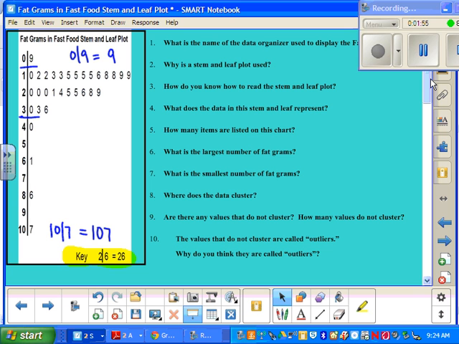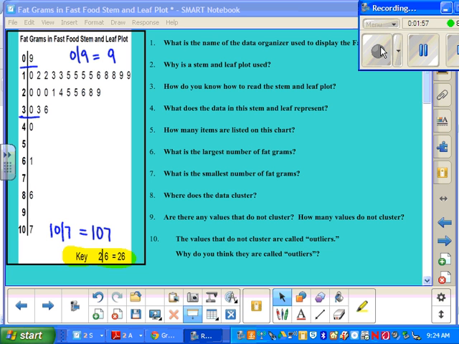On number 6. Guys, just remember that you only count the leaves when you are counting how many total items you have on this chart, and the leaves are the ones on the right-hand side. The stem, think of it like a tree. The leaves are on the outside, and the stems are what is on the left side connecting to the leaves. Just make sure you count the leaves when they're asking how many items are listed. Number 6, what is the largest number of fat grams?